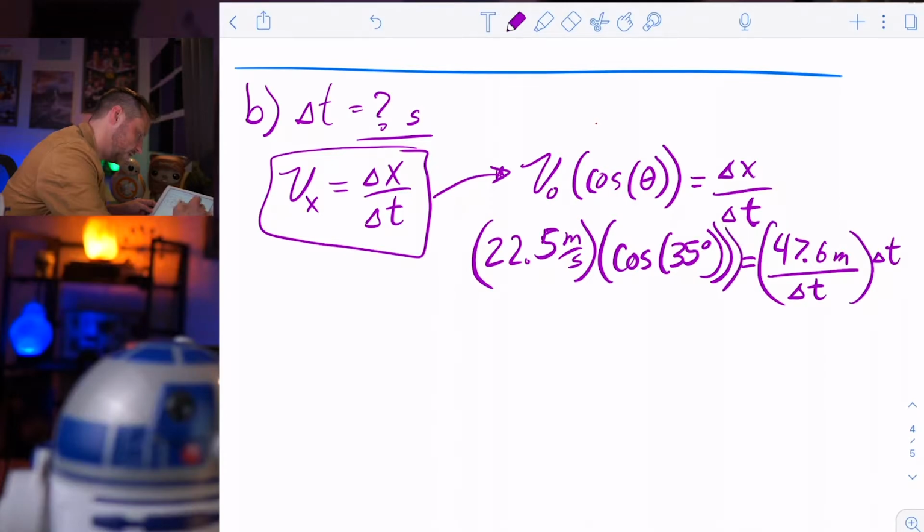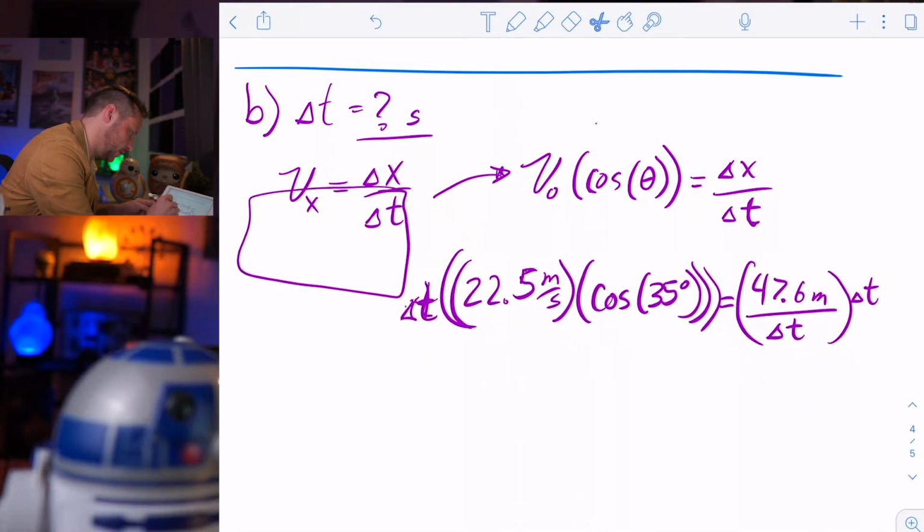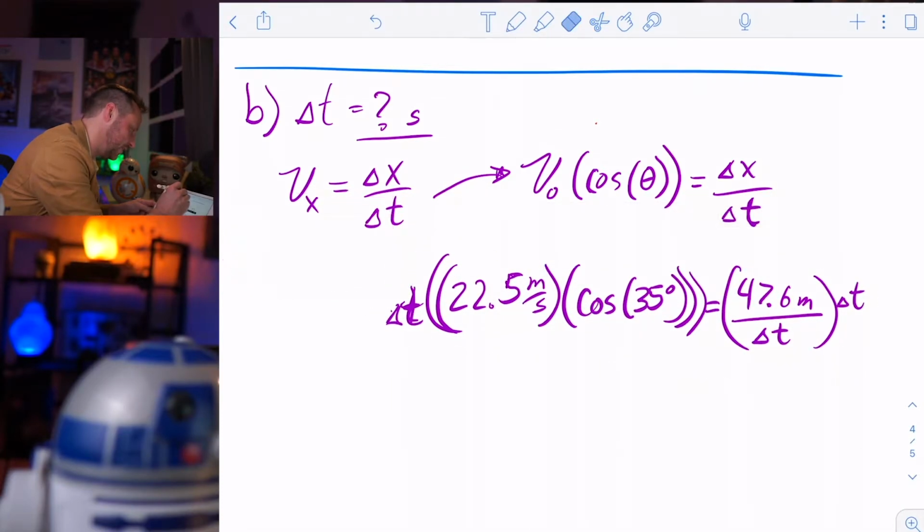Wow, huge parentheses around all that. It's getting a little messy. Let me grab this and move it around a little bit. Oh, I got the box. Oh, wow, that's fine. We will get rid of the box.